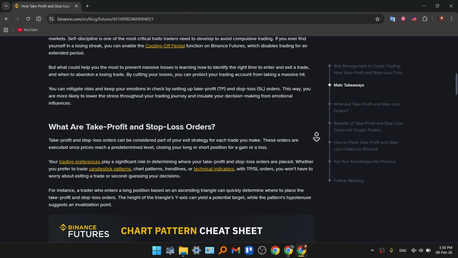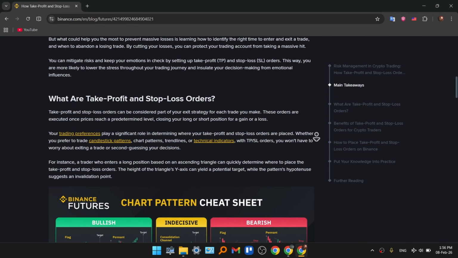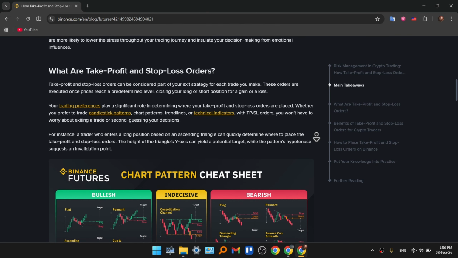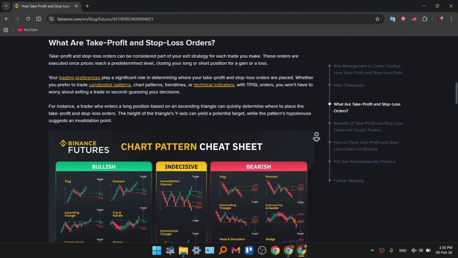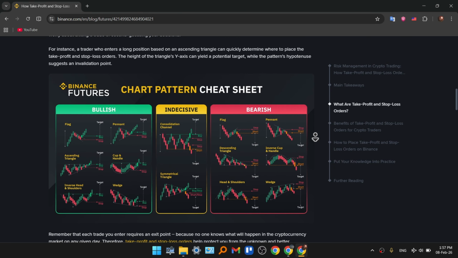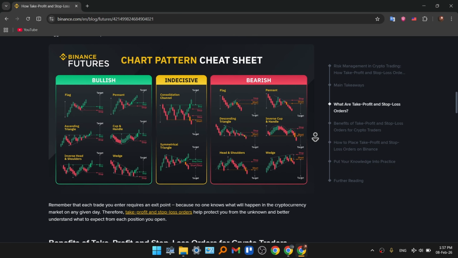And then, to take profit, you need to choose Limit, and enter a higher price than your entry and the amount to sell. When the price reaches that level, your profit is locked in.